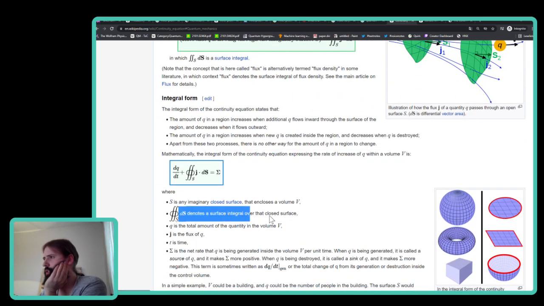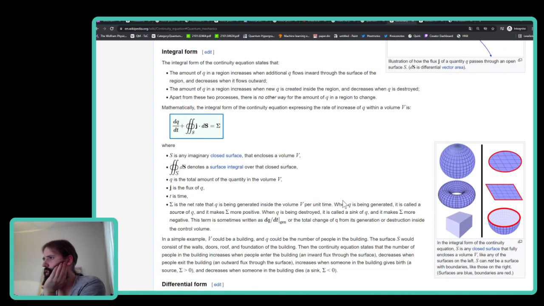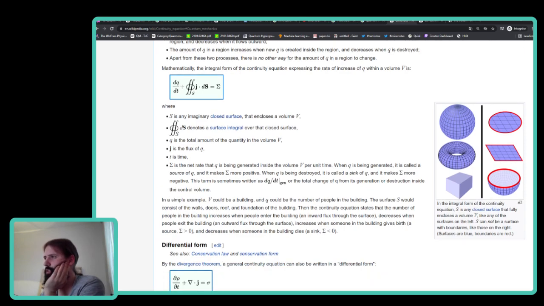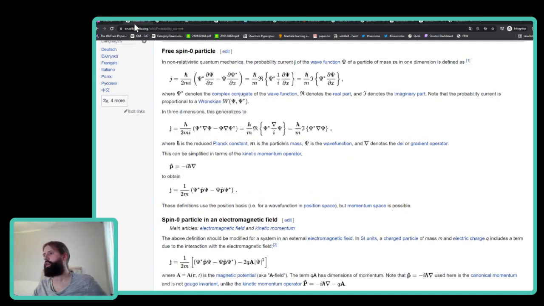So this is the surface integral over the closed surface. I think this is just over-formalized. I mean, it's mathematics, right? So it just needs to be formal. But intuitively, it's basically the amount of probability that moves through that specific volume. So I guess the thing is, I still don't understand why it is defined like that, though.